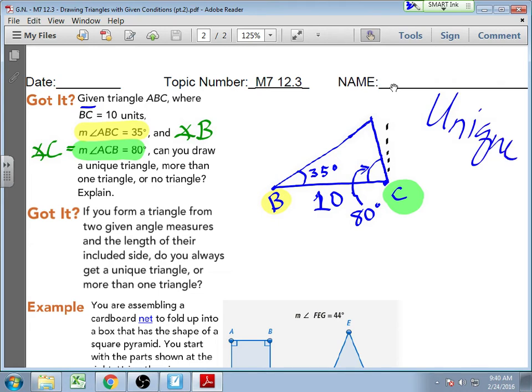This makes a unique triangle. Sorry, that E kind of looks weird. This makes a unique triangle.